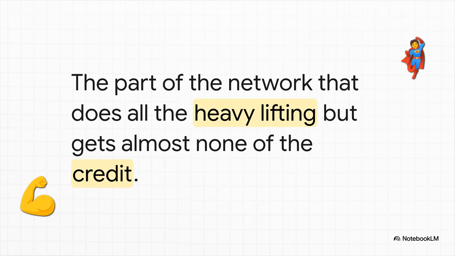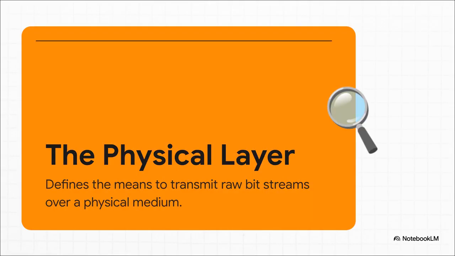Well, it is time to meet the protagonist of our story today. It's the part of the network that does all the heavy lifting but gets almost none of the credit. Say hello to the physical layer. You'll also hear it called Layer 1 of the OSI model, and its whole job is to solve that ghost problem we just talked about. It's the layer that defines how to transmit those raw bits over a physical medium. In other words, it's the part of the network that gets its hands dirty with the real nuts and bolts, or in this case, the volts and the photons.